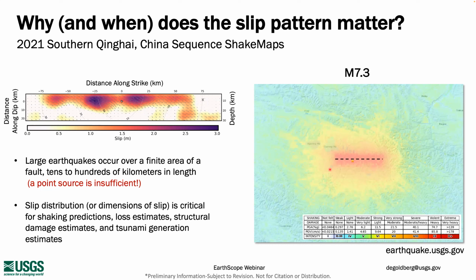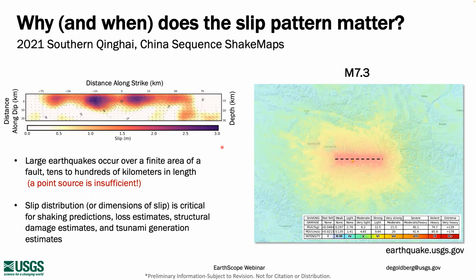And because large earthquakes occur over a finite area of a fault that can be tens to even hundreds of kilometers in length, for these larger earthquakes, a point source becomes insufficient for estimating qualities like the intensity of shaking. So knowing the slip distribution, or at a minimum, the dimensions of the slip, is critical for these shaking predictions, and then ultimately for loss estimates and damage estimates, and even for tsunami generation estimates.